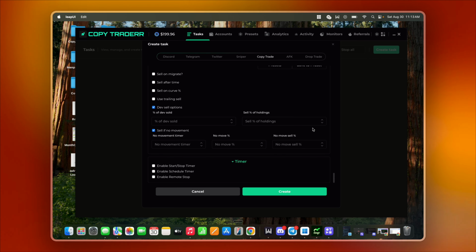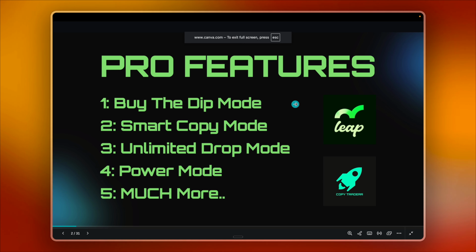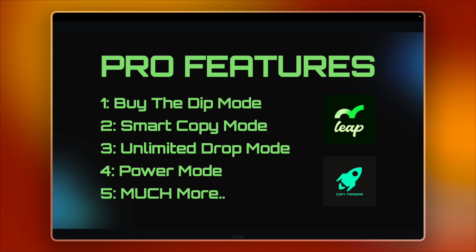So we've established that you can do anything that you can do in any other bot. You can do anything you can do in TradeWiz. You can do anything you can do in OdinBot. You can do anything you can do in DBot. You can do anything you can do in Bloom, Trojan, or any other copy trading bot. But there's a lot that you can do in Leap that you cannot do anywhere else. So let's talk about those features that no one else has.